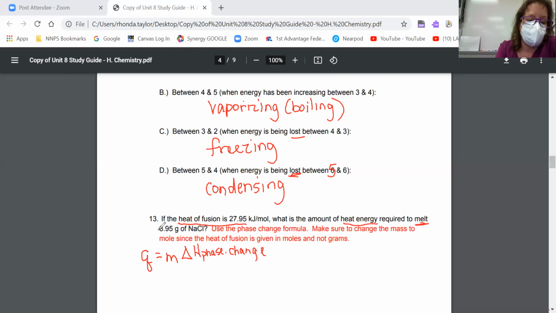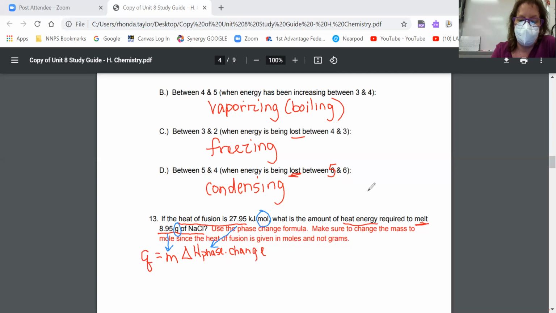All right, so anyway, we're looking here at M is 8.95 grams. Now, we have a problem because you got to match up your units. We got grams here, but look, we have moles here. So we are going to have to convert 8.95 grams of sodium chloride into moles before we can plug it into the M part of this equation. The 27.95 goes with the delta H, and the 8.95 is the amount.